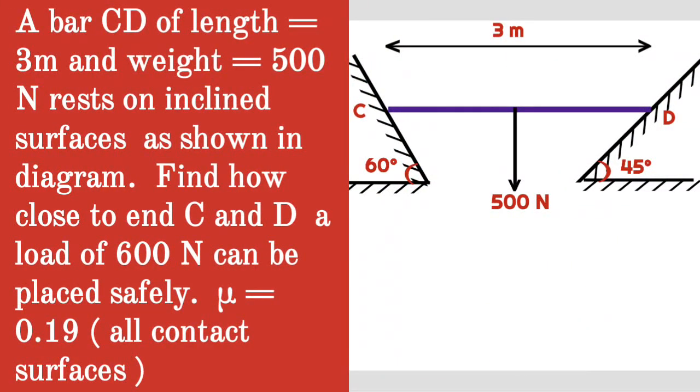Given question: a bar CD of length 3 meter and weight 500 Newton rests on an inclined surface as shown in the diagram. Find how close to C and D a load of 600 Newton can be placed safely. Mu is equal to 0.19 for all contact surfaces.